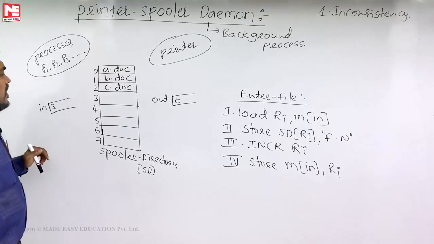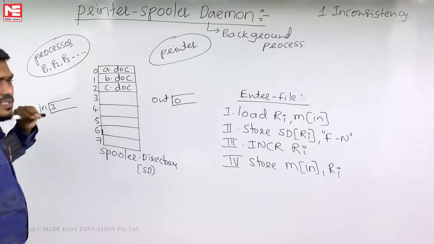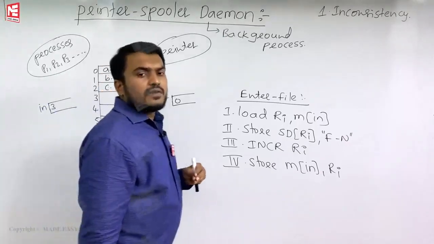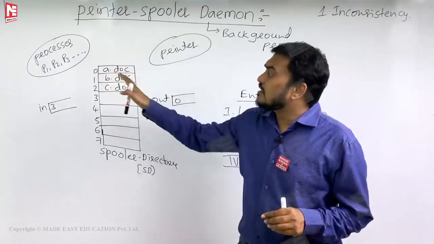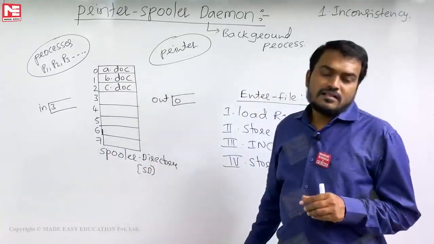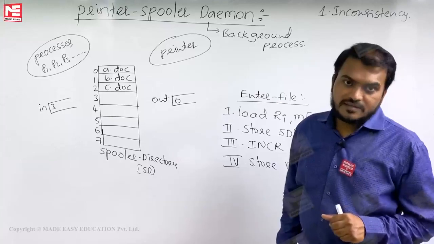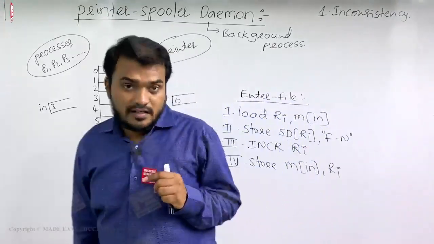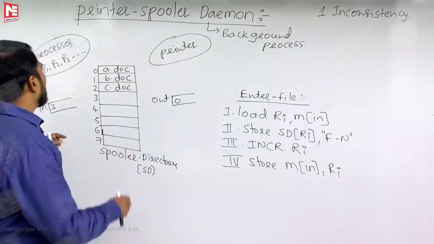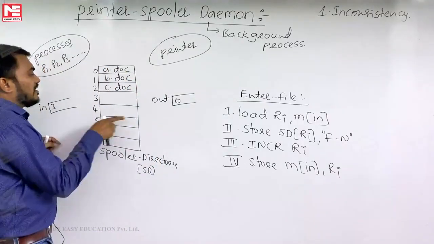Whenever a process wants to print any file, it will be placed in the spooler directory first. Is the point clear for everyone? Right. So that is about the processes and the spooler directory.